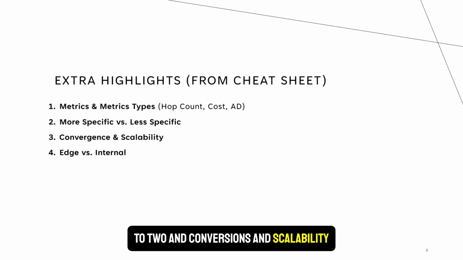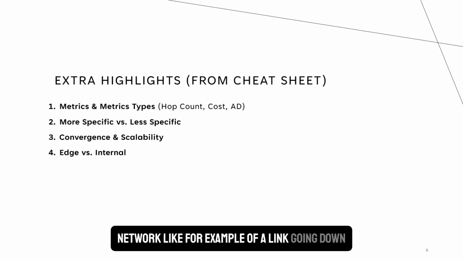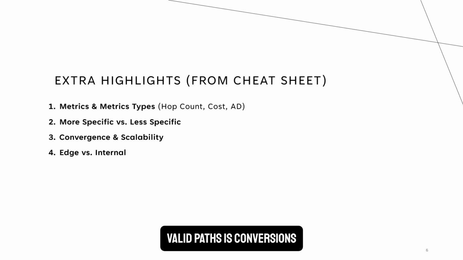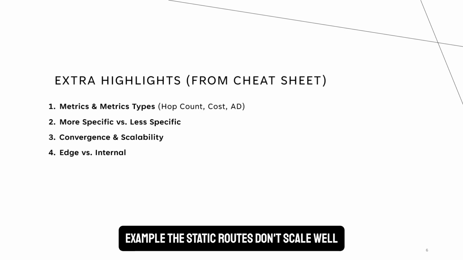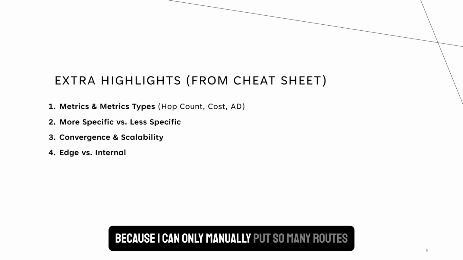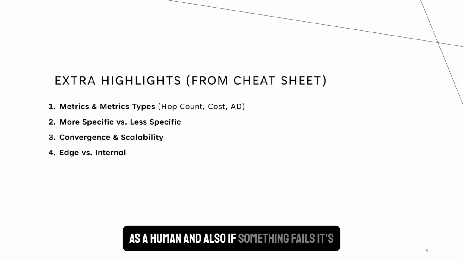And convergence and scalability. The process of all routers updating their routing tables in response to a change in the network, for example a link going down, so that everyone again agrees on what the valid paths are, is convergence. This is understood where, for example, static routes don't scale well, because I can only manually put so many routes as a human. And also, if something fails, it's not easy for me to be reactive every time. That's where I need to understand scalability.